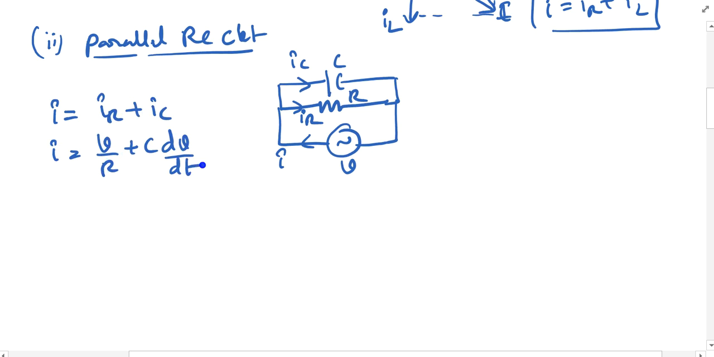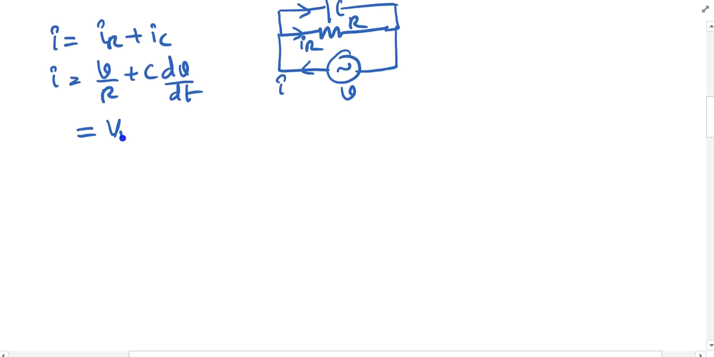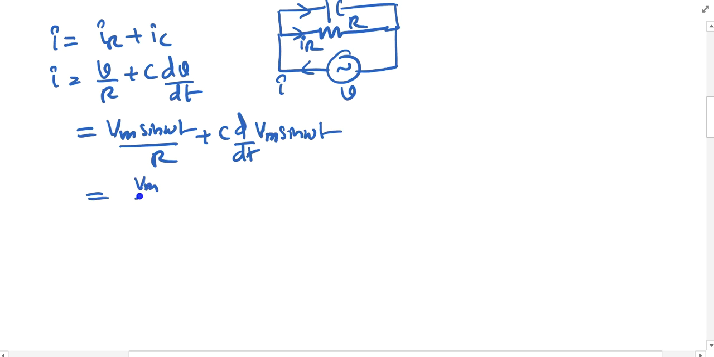Also I can convert it into a current waveform. How will you write this one? This is Vm sin omega t by R plus C d by dt of Vm sin omega t. Then I can write this as Vm by R sin omega t plus Vm by (1 by omega C) sin(omega t plus 90 degrees).